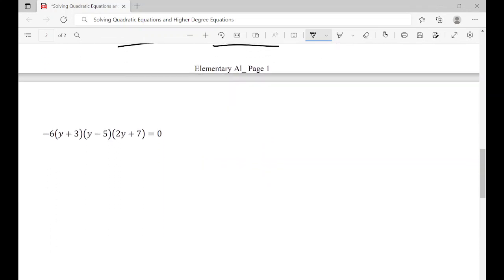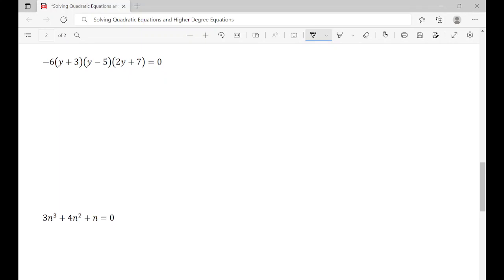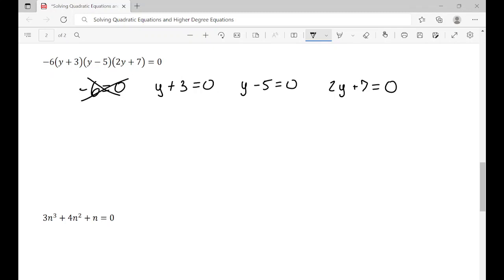Now those are some simple two-termers, second degree equations. How about something that's a lot more involved? So negative 6 times y plus 3 times y minus 5 times 2y plus 7 equals 0. Since it's already factored down and it's multiplying, I'm just going to set each thing equal to 0. So y plus 3 equals 0, y minus 5 equals 0, and 2y plus 7 equals 0. Now here, negative 6 equals 0. That's not true at all. So since it's a false statement, we just ignore it and get rid of it. Now I can focus on the other three.